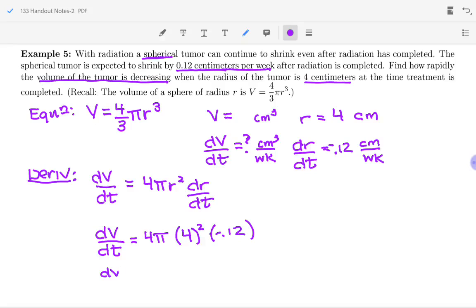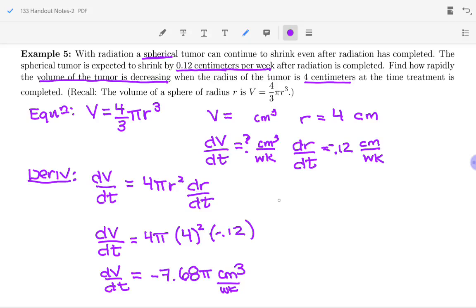So dV/dt, we would just multiply these together. We remember to do PEMDAS, so we would do 4 squared first, times 4 pi, times negative 0.12, and I'm not even going to multiply the pi, I'm going to leave it as negative 7.68 pi centimeters cubed per week. So let's interpret and see if this answer that we got makes sense.